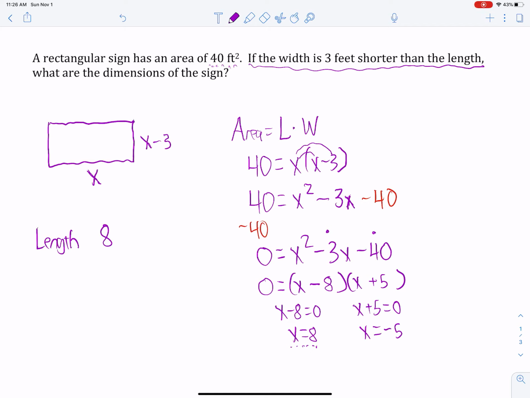Now, it's important that you think about units whenever you've got a problem involving measurements. Here, our area is in square feet, so each individual measurement would just be in feet.